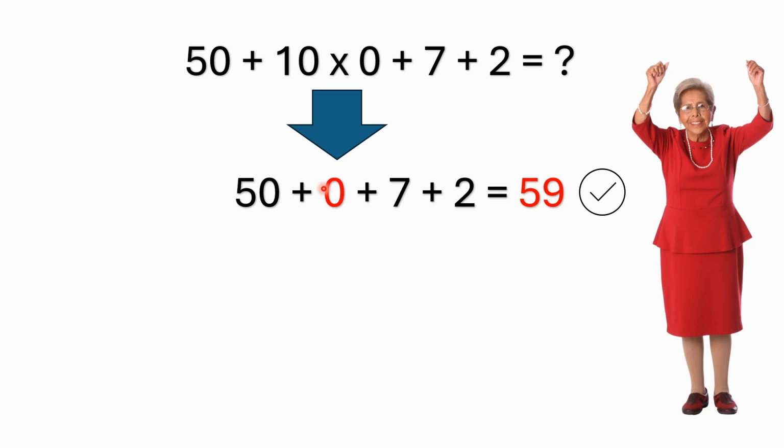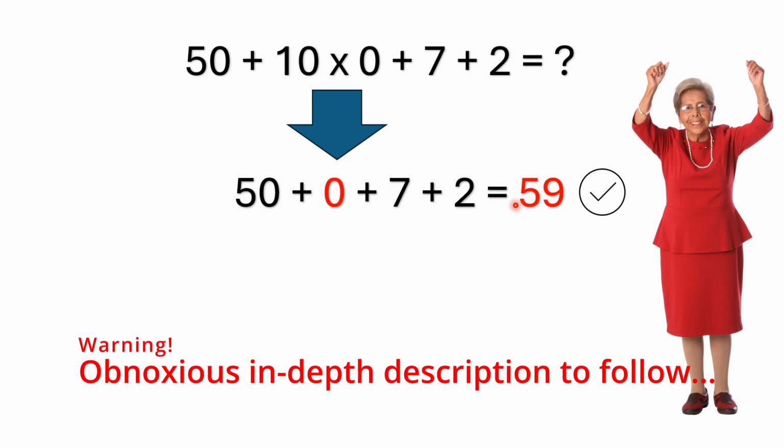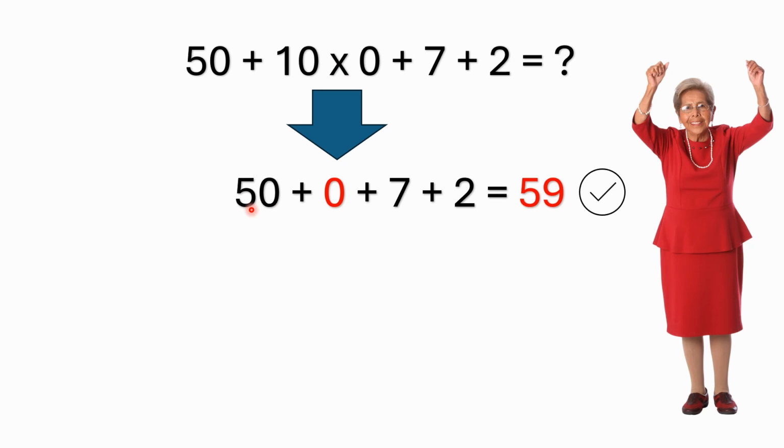It's not 10. 50 plus 0 plus 7 plus 2 is 59. So it's really pretty simple. It's just multiply 10 times 0 and then add everything up. And 59 is the correct answer.